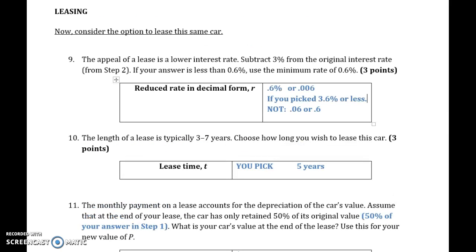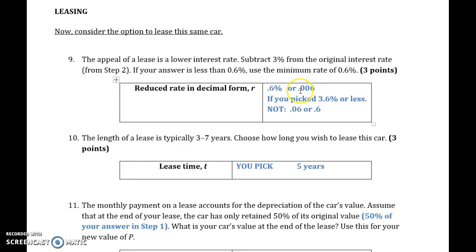For number 9, we start looking at leasing a car. And the first thing we want to do is find our new lower interest rate. And the only thing we need to do is subtract 3 from whatever we picked in step 2. So if you picked 5%, do 5 minus 3, and your new answer would be 2%. Now, if you picked anything 3.6% or less, when you subtract 3 from that, you're going to get 0.6 or less. And 0.6 is as small as we go. So if you picked anything 3.6% or less back in step 2, your new interest rate is 0.6. We can't go lower than that.